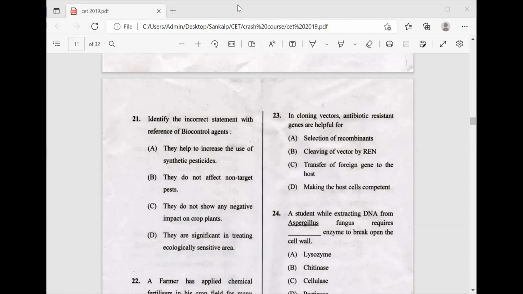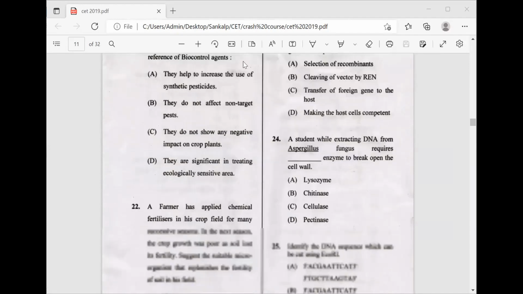Okay. Kirtana, Navya, Tasmia, Janvi, and Vani voted as option A. 21st question. Okay, very good. So the right answer is they help to increase the use of synthetic pesticides.